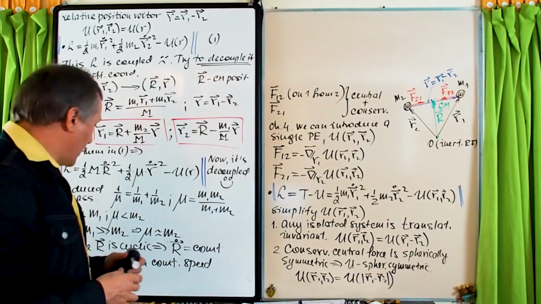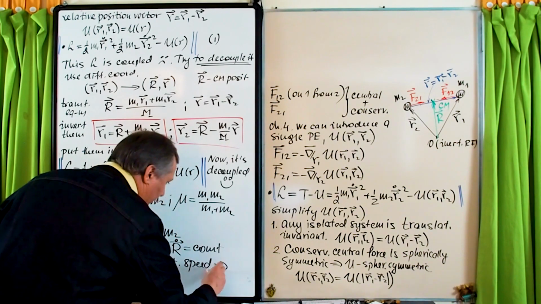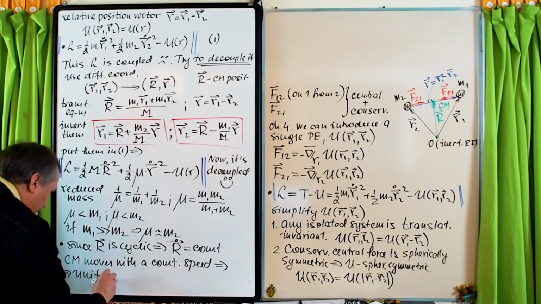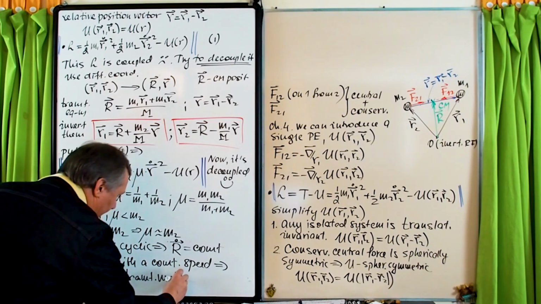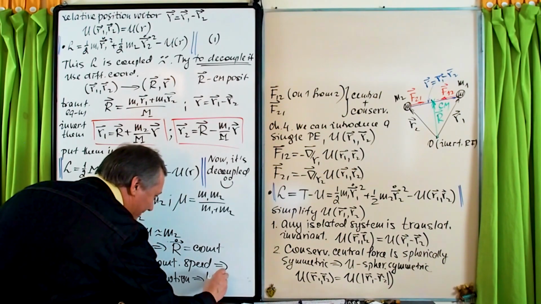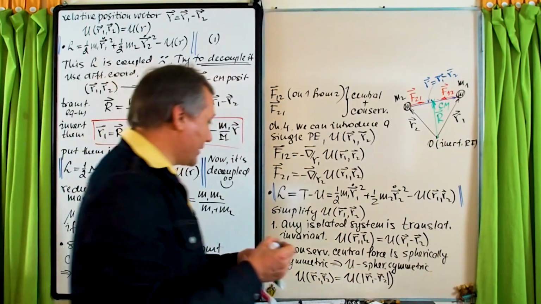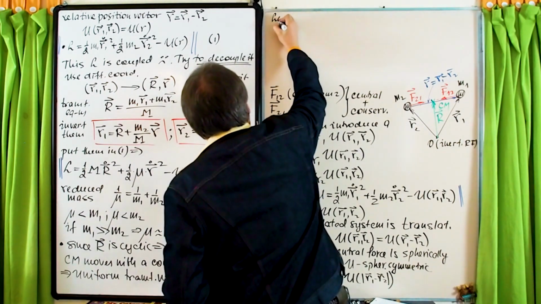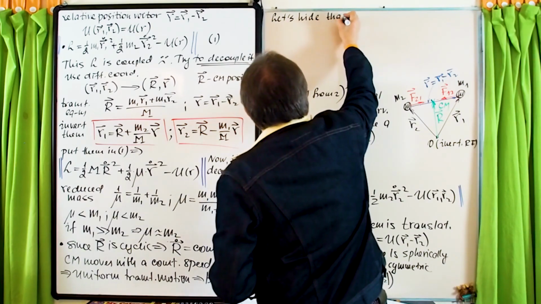Okay, so now, constant speed, so it gives us a uniform translational motion. So I will write, it's boring, right? It's boring. So let's hide it. Let's try to hide it. So let's hide that motion.